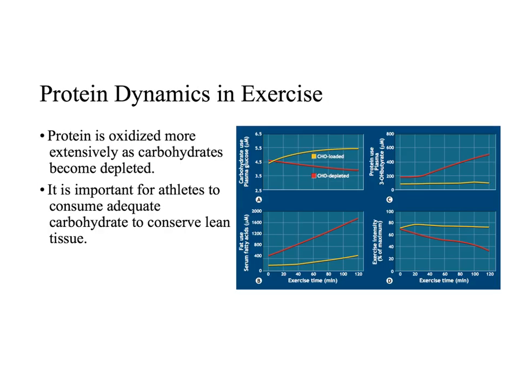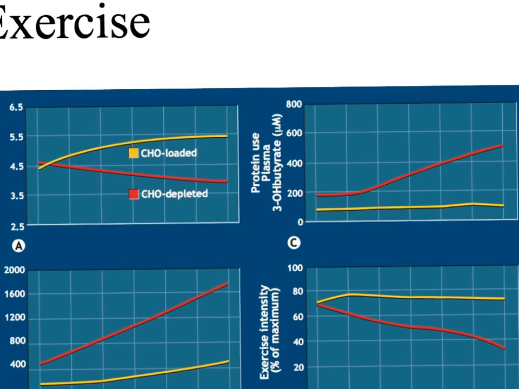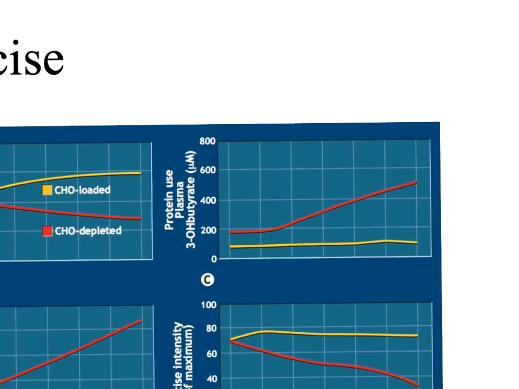Recall earlier in this lecture we discussed that protein can be used as a fuel source, but it's especially used as a fuel source in this graph example when your carbohydrate stores are depleted. And you can see that here on the C graph, that in the red line, that is an increase in protein utilization in an individual who is glycogen depleted over the course of 2 hours of moderate intensity exercise. Whereas the yellow line of the carbohydrate-loaded individual sees a slight uptick in protein utilization, but it is minimal. The body prefers to spare its protein pool if possible.